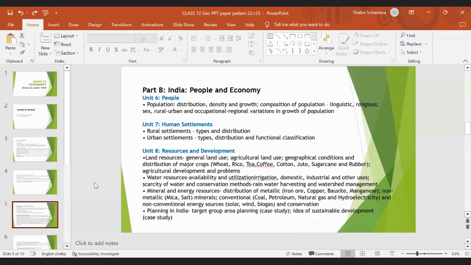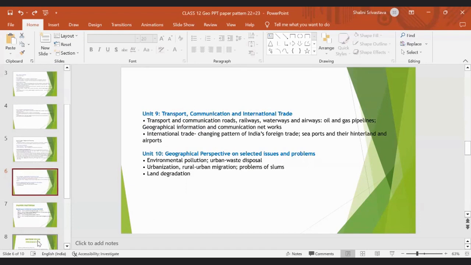Unit 8 is resources and development. Again, in this, land resource, water resource, mineral and energy resources are included. Unit number 9 is transportation, communication and international trade. This chapter is there in both books, book number 1 as well as book number 2. And unit 10 is geographical perspective on selected issues and problems, which is basically from environmental studies.